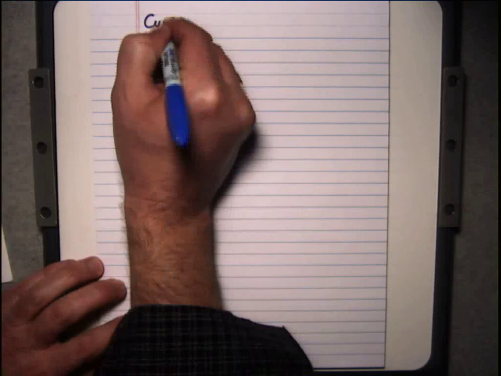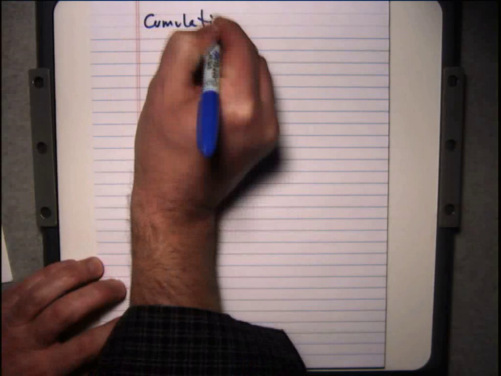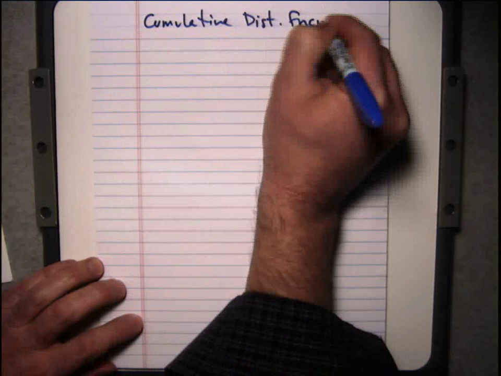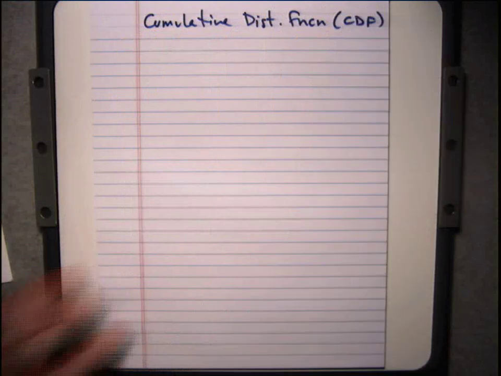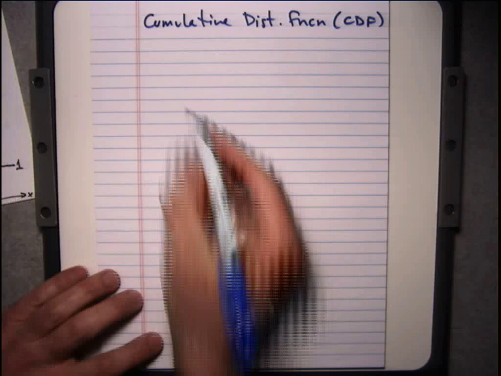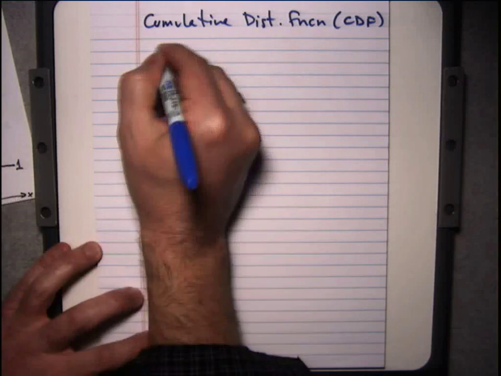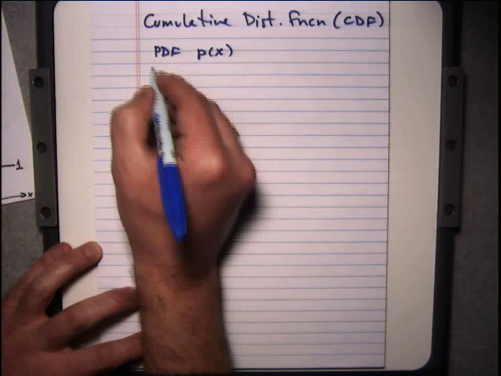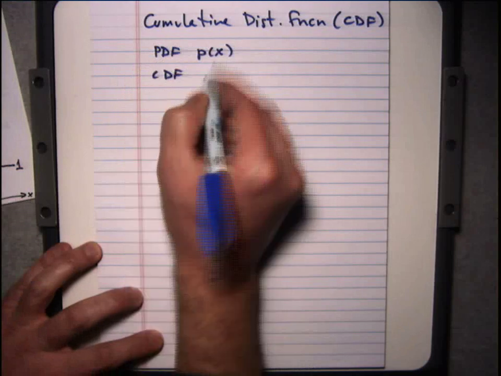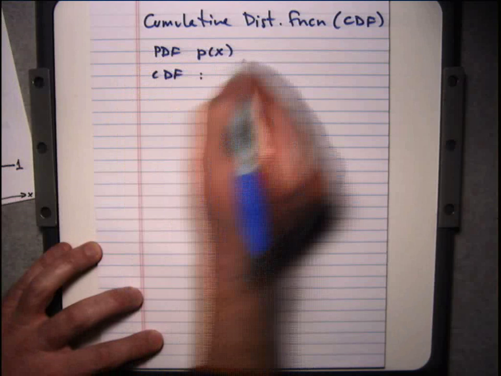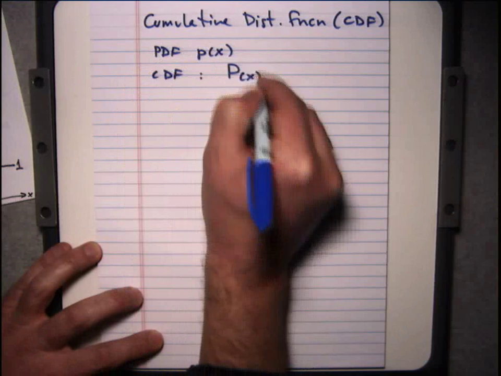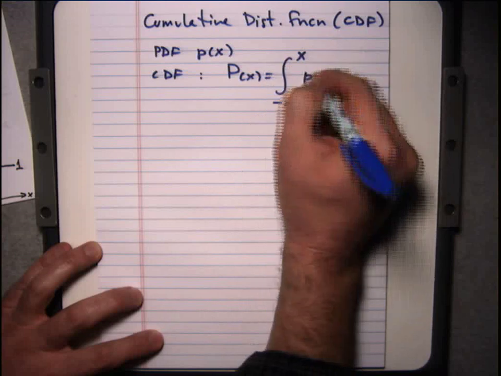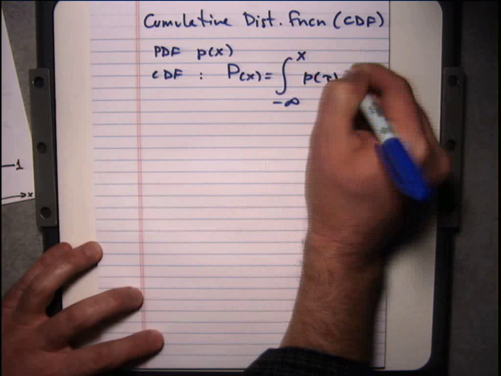Now, the cumulative distribution function, or CDF. This CDF is basically the integral. So you remember we had the PDF, which is this little p of x. The CDF is, we denote this with a capital P of x. This is the integral from minus infinity to x of, let's say, p of tau d tau.